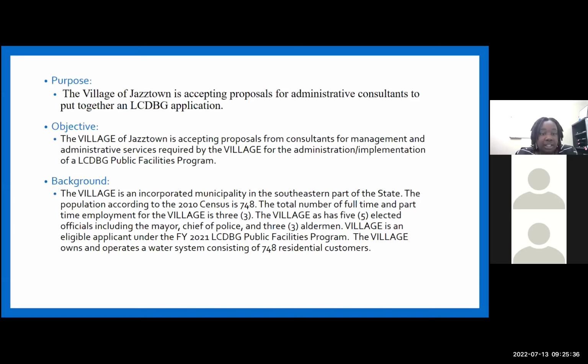Background. The village is an unincorporated municipality in the southeastern part of the state. The population, according to the 2010 census, is 748 people. The total number of full-time and part-time employment for the village is 3. The village has 5 elected officials, including the mayor, chief of police, and 3 aldermen. Village is an eligible applicant under the FY 2021 LCDBG Public Facilities Program. The village owns and operates a water system consisting of 748 residential customers.